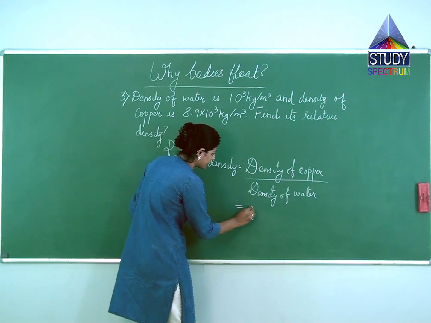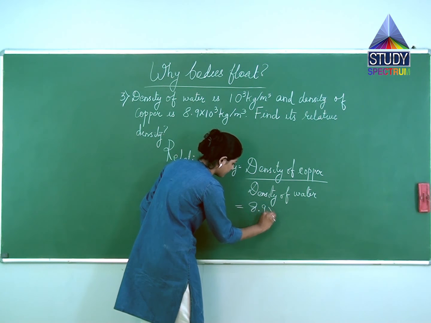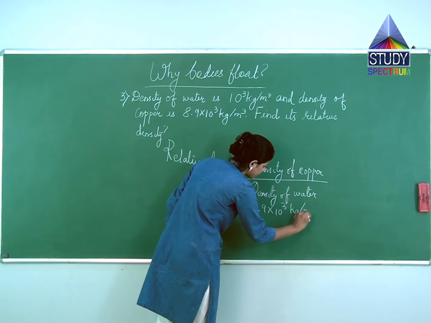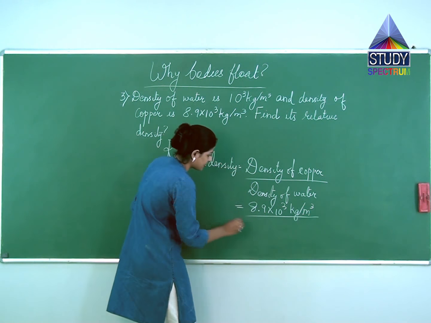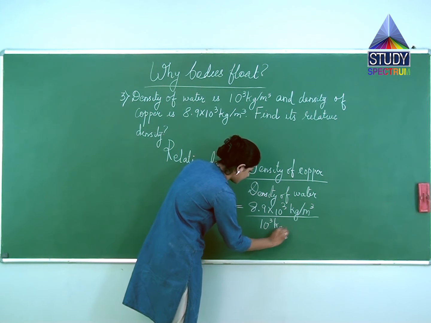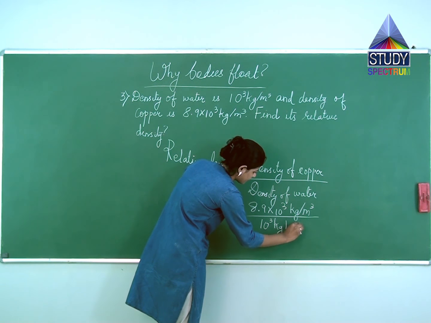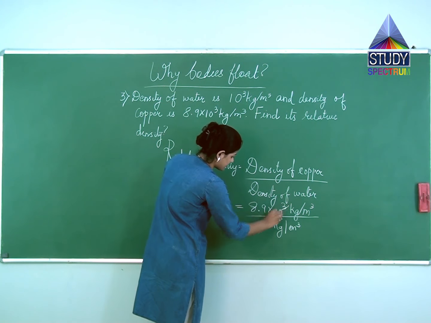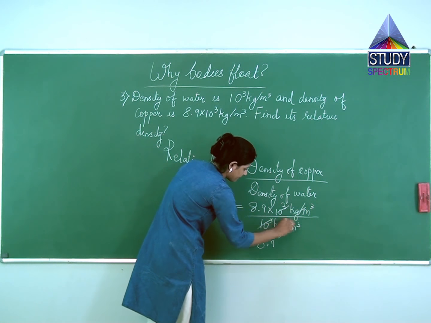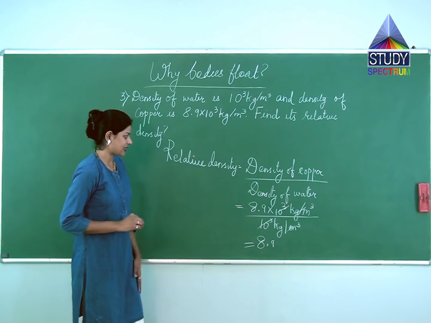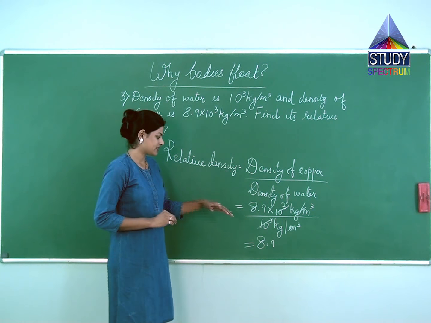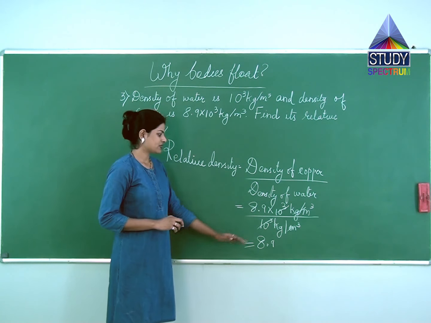So density of copper given is 8.9 into 10 raised to 3 kg per meter cube, and density of water is 10 raised to 3 kg per meter cube. Now cancelling the terms, we get 8.9. The units kg per meter cube also get cancelled. So the relative density obtained in case of copper is 8.9, which is our answer.